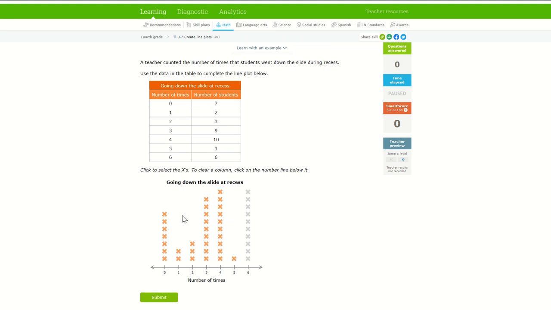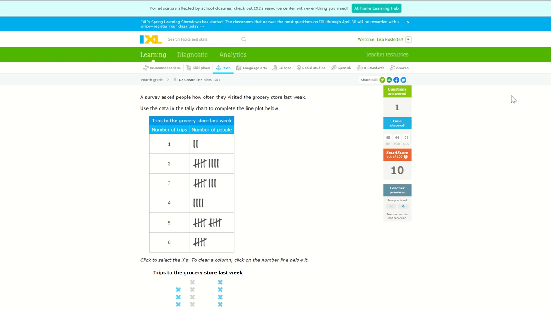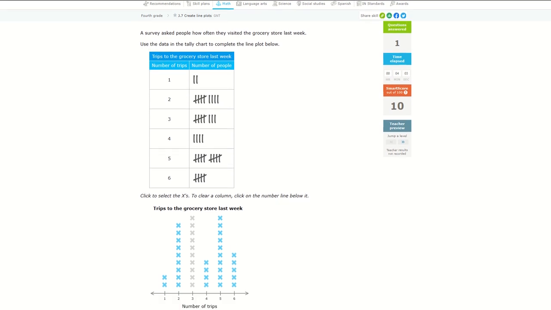1, 2. So if we go down to the last one, 6 times down the slide, there were 6 kids that went down 6 times. So therefore, I'm going to just click on it. There's 1, 2, 3, 4, 5, 6. And then I hit submit. And that is how you track data on a line plot.